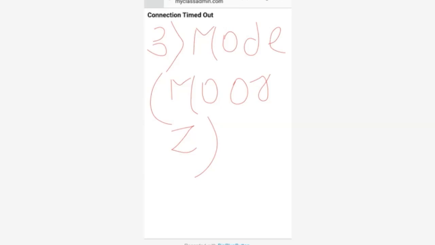And number two, whenever the mode exists, it may have more than one value. And because of that reason, we can say that the mode is not considered to be unique.